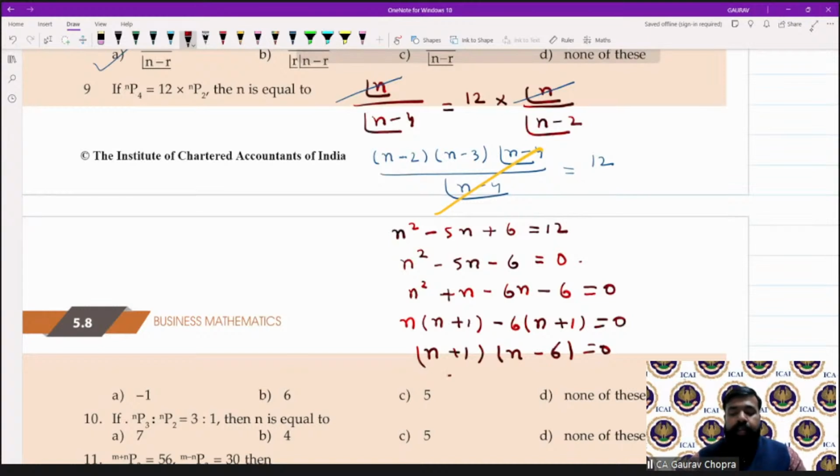So from here, N is negative. Negative is not possible. And from here, N is equal to 6. Therefore, result will be 6. Option number B. B option is correct because N can never be negative.